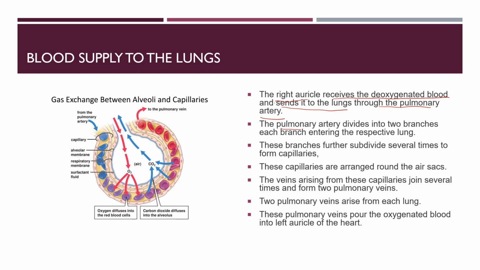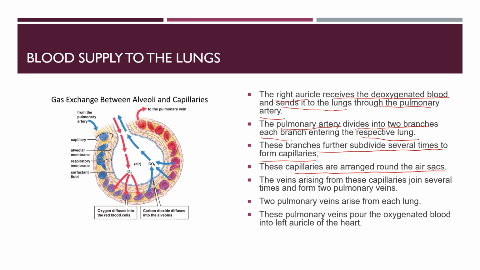Next, this pulmonary artery divides into two branches, and each branch enters the respective right and left lung. Then these branches further subdivide several times to form capillaries. We all know that the alveoli are surrounded by a large number of capillaries. So the pulmonary artery, in the form of branching capillaries, surrounds the alveoli. These capillaries are arranged around the air sacs or the alveoli.